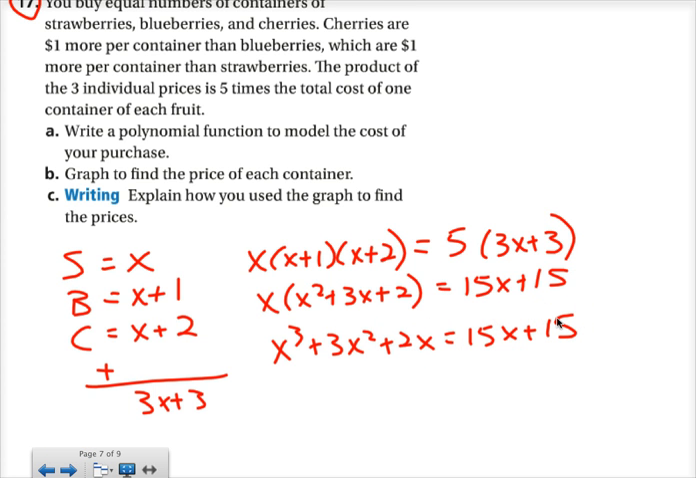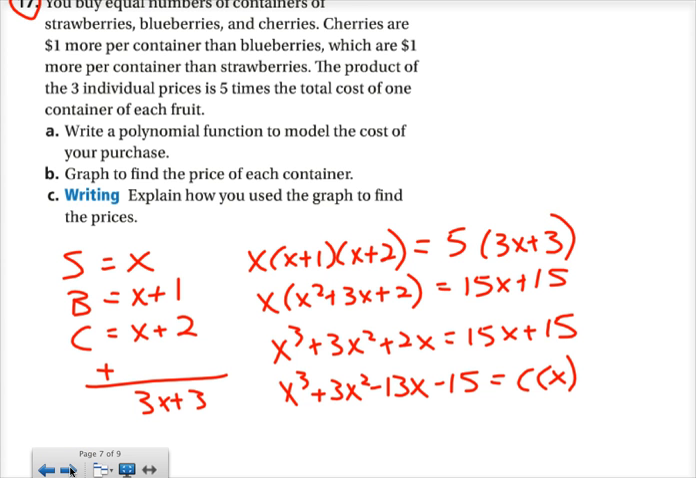Now what we want to do is go ahead and move everything over to one side so we get a good look at it. So x cubed plus 3x squared. Our 2x we would subtract 15x from and get a negative 13x. And then we'd move that 15 over by subtracting it. And I'm just going to use C of x for cost of x right there. So there's a polynomial function that's going to model what we see here.